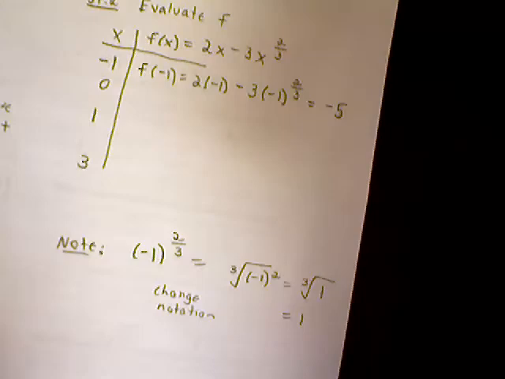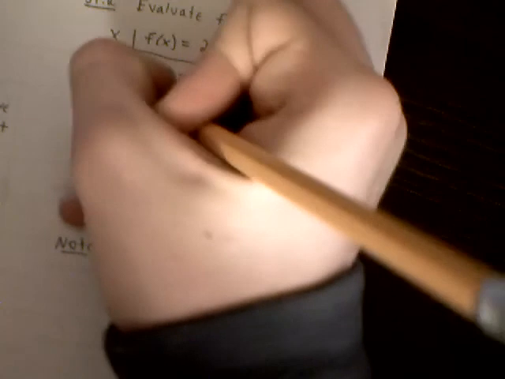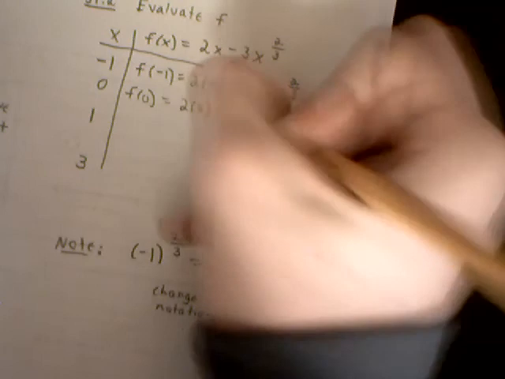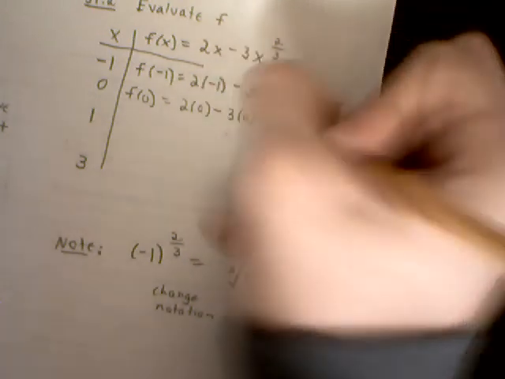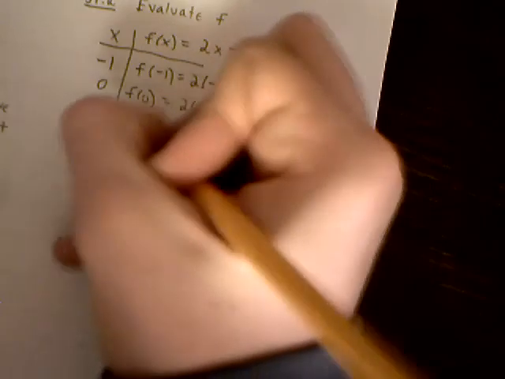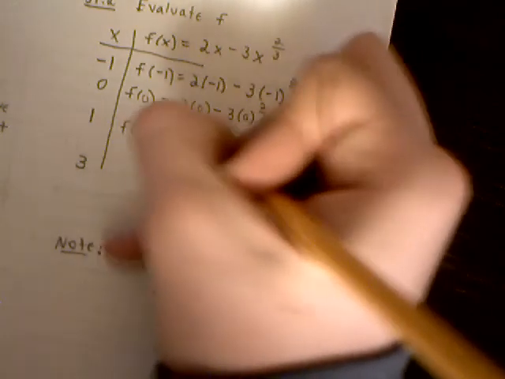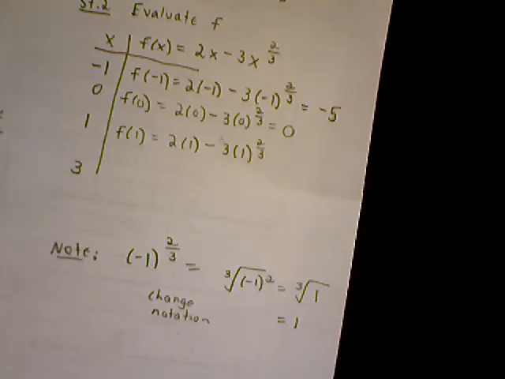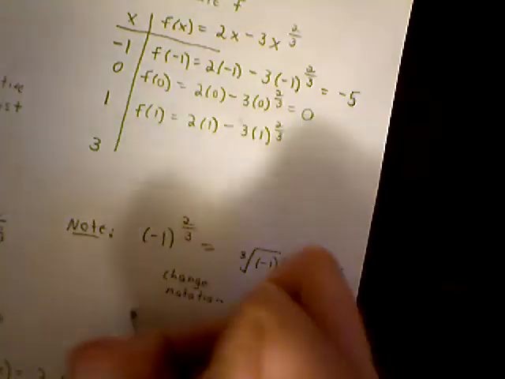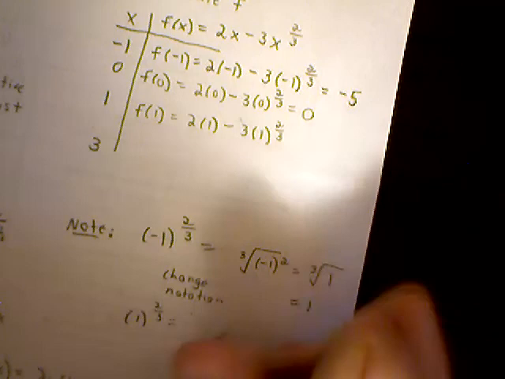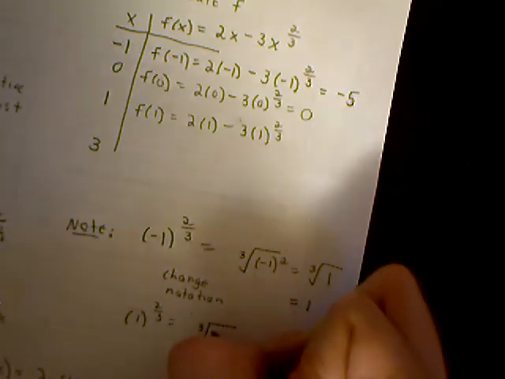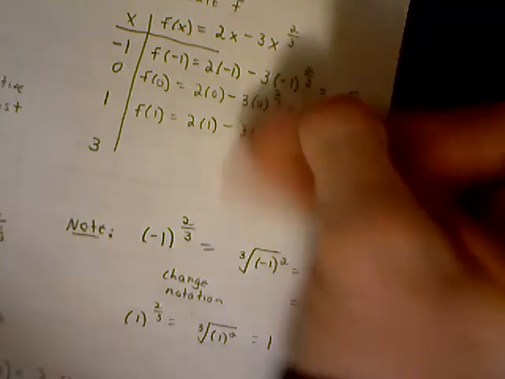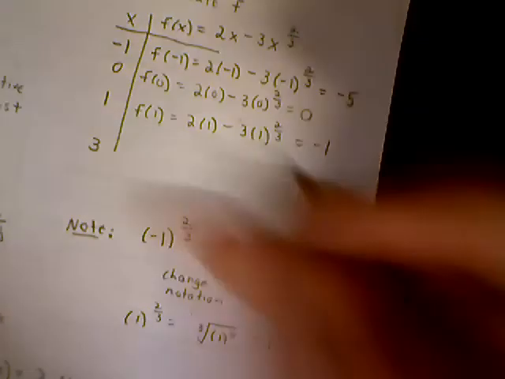Now let's find f of 0. That's 2 times 0 minus 3 times 0 to the 2/3. You just get 0. f of 1 gives us 2 times 1 minus 3 times 1 to the 2/3. We can do the exact same thing down here. 1 to the 2/3 is equal to the cube root of 1 squared, which is 1. So I get 2 minus 3, or -1.